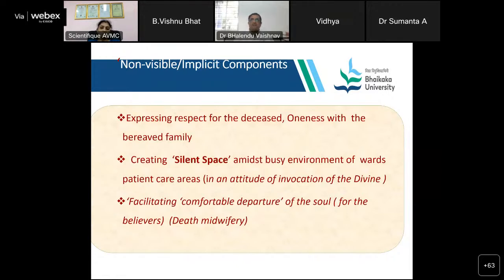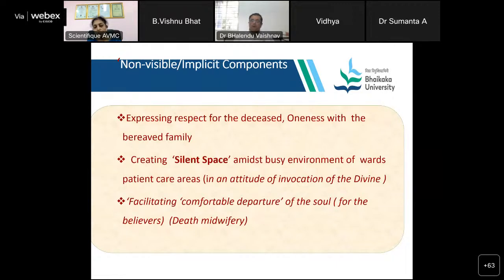And creating a silent space amidst the busy environments of wards and patient care areas. A silent space in an attitude of invocation of the divine. So, standing at the side of the patient, closing the eyes, standing in a gesture of invocation, that itself conveys an attitude that we are facilitating the comfortable departure of the soul. For those who believe, of course, in a way it is called death midwifery. For those who do not believe, it's a social practice.